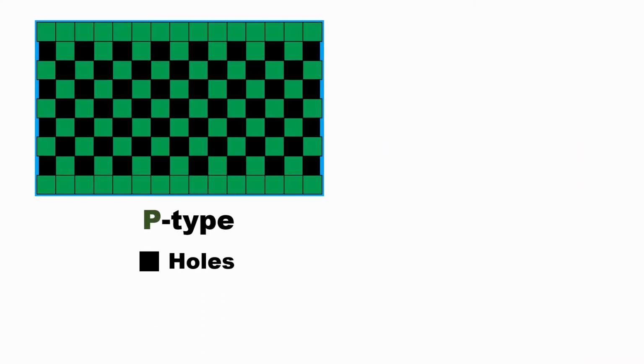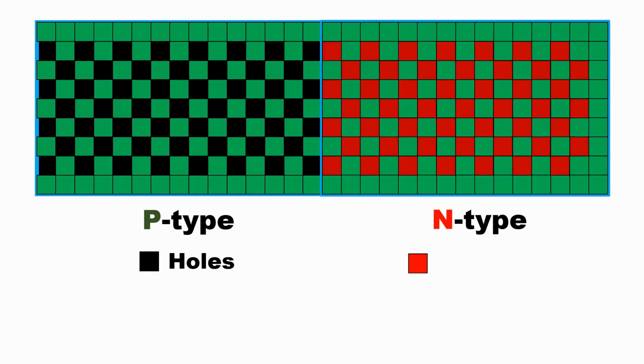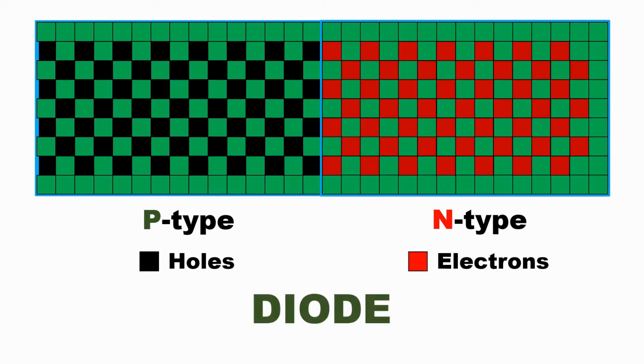And when we combine these two types of materials together, the p-type material with many holes on one side and the n-type material with many free electrons, it will form a diode, and this is how a diode is born. When these two materials are connected, there will be a charge difference at the joint, which we call a p-n junction here. And like a magnet, different charges attract each other.